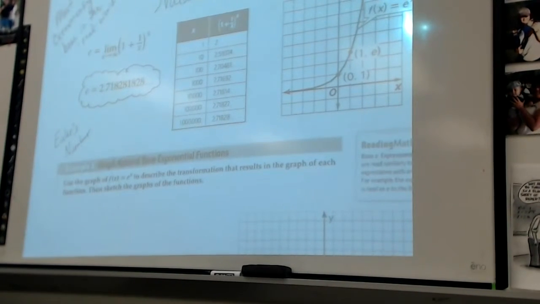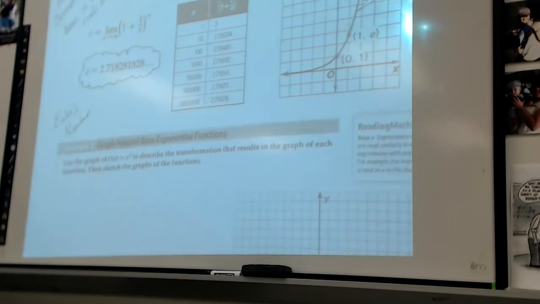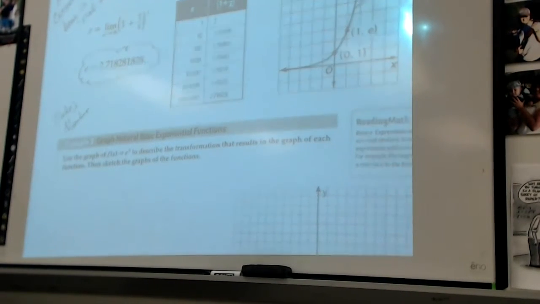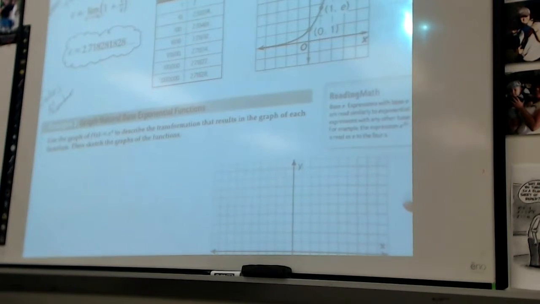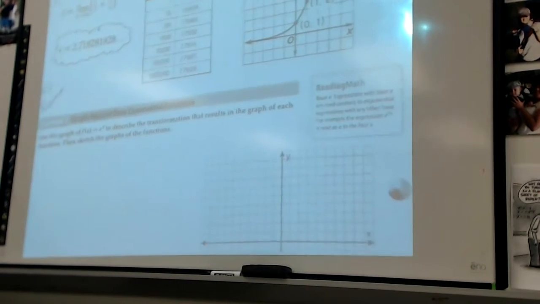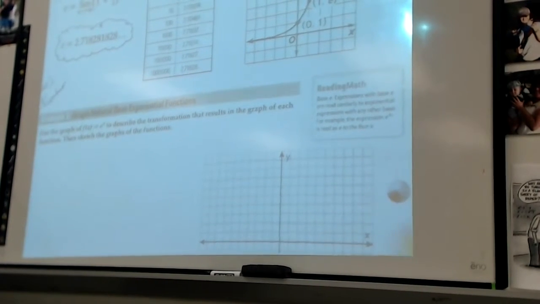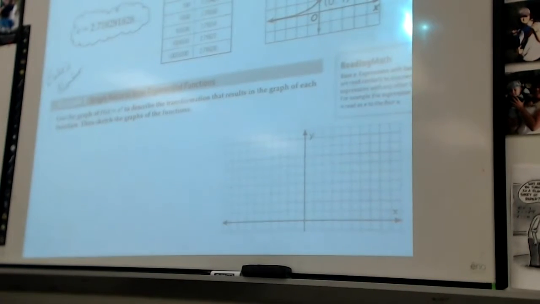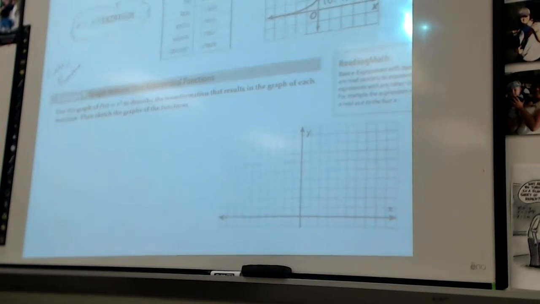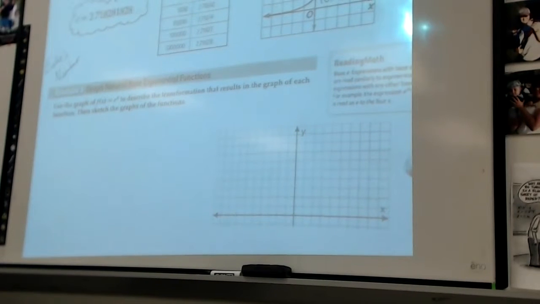So before we actually do some real world problems, some financial type problems, we are going to do some graphing with it just so we can get used to it. And this talks about how you read it. You read it like e to the 4x. That's how you read it. e to the 4x. Okay? All right. Use the graph of f of x equals e to the x to describe the transformation that results in the graph of each function. Then sketch the graphs of the functions.